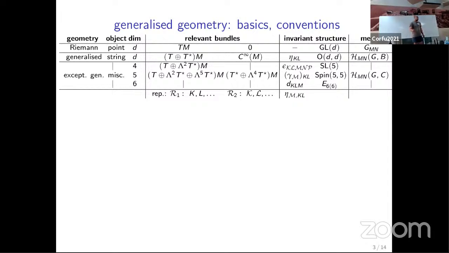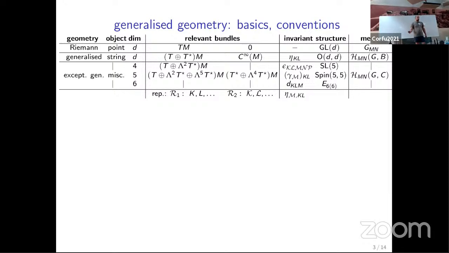Okay, so let's start by reviewing the basic generalized geometry. In Riemannian geometry, we have the tangent bundle, something like a GL(D) structure and a metric. For a nice action of the duality groups, which I noted here: for string theory compactified on D dimensions it will be O(D,D). For M theory compactified on four dimensions it will be SL(5) or E4. For five dimensions it will be SO(5,5), Spin(5,5), and for six dimensions it will be E6(6). And the generalized tangent bundle will be objects like that: tangent bundle plus one-forms for O(D,D), multiforms for the other cases.